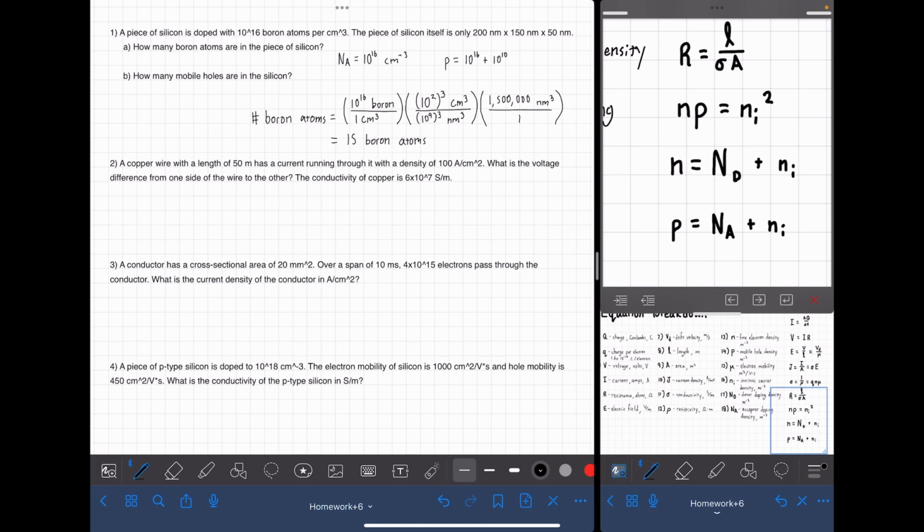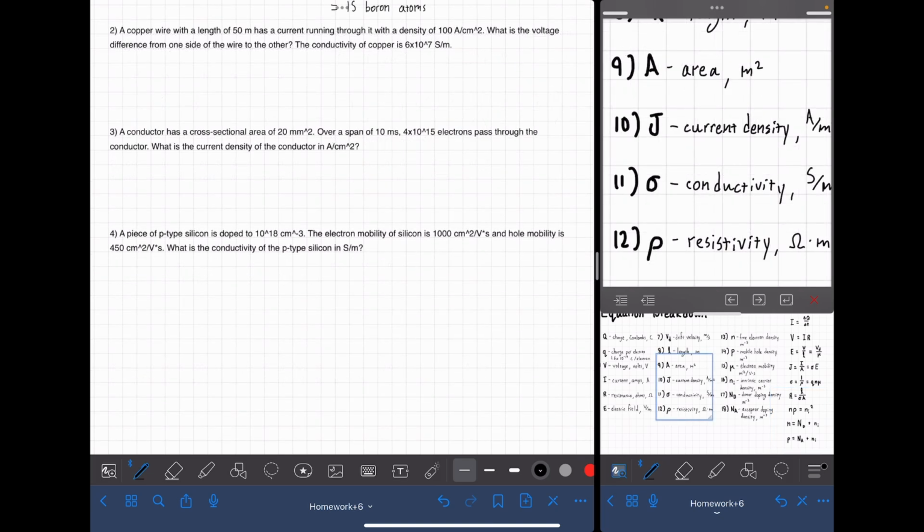And in most cases, since 10 to the 16 is so much greater than 10 to the 10, we just ignore it. So in this case, I'm going to go ahead and say that our hole density is the same as our acceptor density, and if we plug that in over here, that means we have 15 holes, the same amount as our boron atoms.